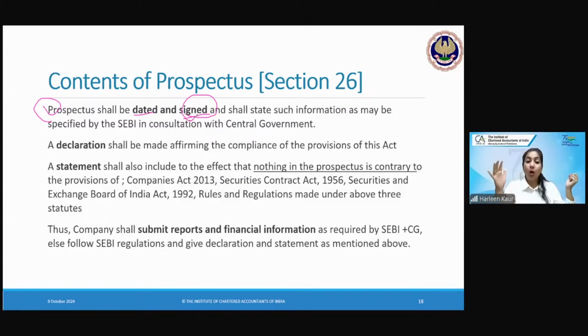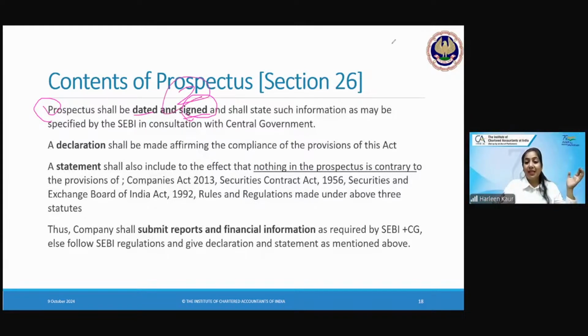Say, for example, you want Mr. Ranbir Kapoor to be a director in your company in future. So Ranbir Kapoor also has to sign this prospectus because he's a proposed director. So everybody, the director who is a present director or a proposed director, has to sign the prospectus. All the directors should sign the prospectus. And an attorney can also sign on behalf of the directors. Prospectus number 1 shall be dated.